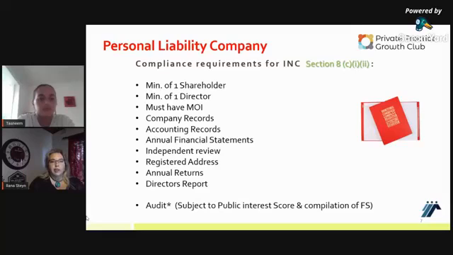You need to have a registered address. So a registered address is the address that they will use to serve or send legal documents to. So if there's maybe a summons or something that needs to be delivered to you, they use that registered address.